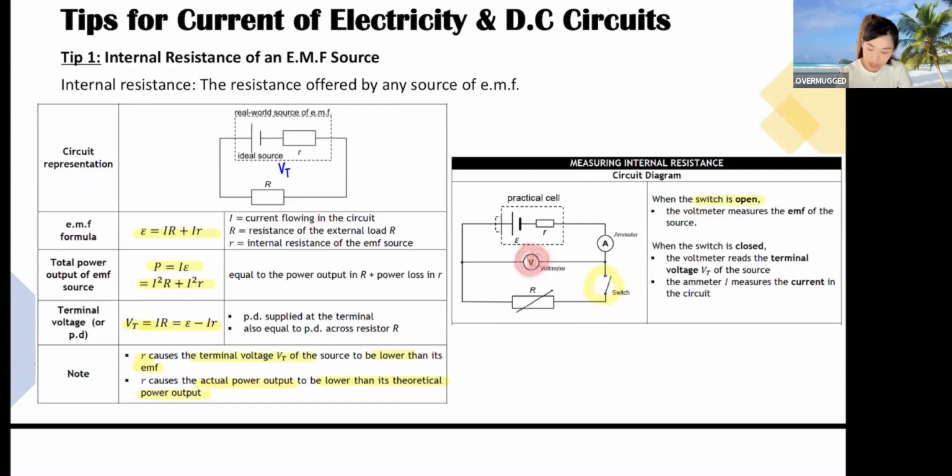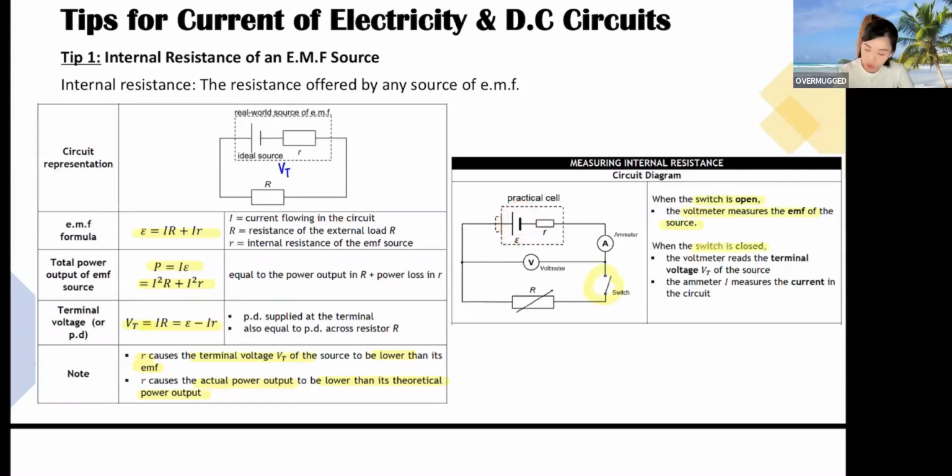and this voltmeter will then measure the EMF of the source, which is the EMF of the battery here, the whole thing. Okay, because when the switch is open, current cannot flow through, your internal resistance cannot work. It doesn't have electricity flowing through, so it doesn't have potential difference. So therefore, it will just solely depend on the battery.